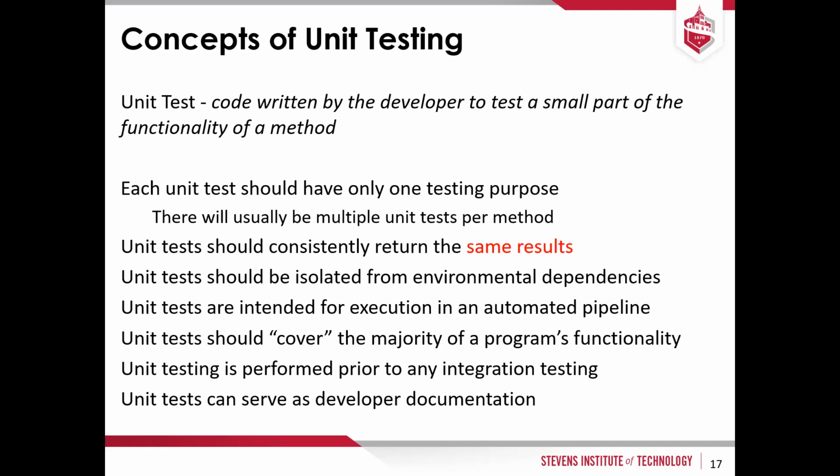Unit tests are intended to be executed in an automation pipeline. Why an automation pipeline? So again, I can receive the same result. It should cover the majority of program functionality, so I need to have at least one unit test per functionality that I have. And it is performed prior to any integration testing. Before I start integrating different modules, I need to finish unit testing. And we need to have documentation for that, so it can serve as developer documentation.